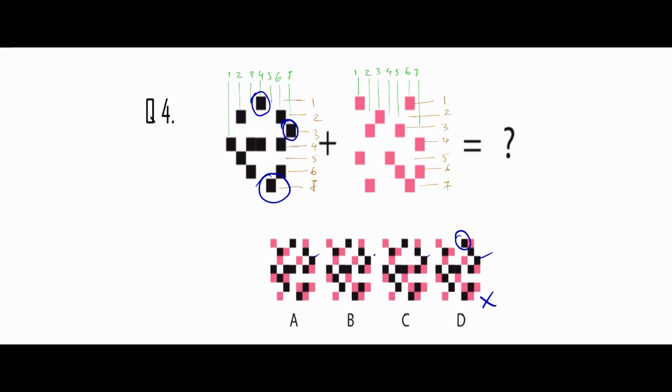Let's check out the pink patterns. If you see the pink pattern, in the 4th row there is a single pink pattern, and if you observe option C, there are 2 pink patterns in this one. So straight away we can eliminate option C.